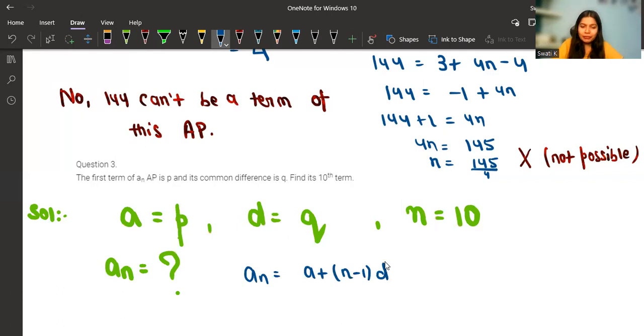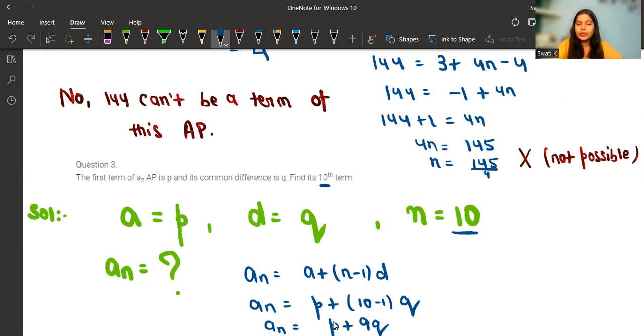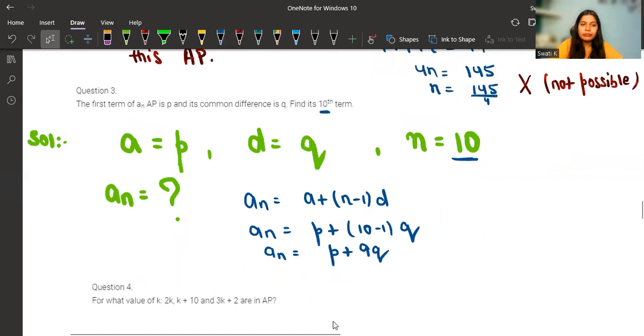This is one of the basic formulas we use in AP. So we have to find an. A is already P. N is of course 10, the 10th term, so 10 minus 1, and d is Q. So we got an equals P plus 10 minus 1, which is 9, into Q, which is 9Q. We got the answer already. This is what we wanted to find. An equals P plus 9Q.